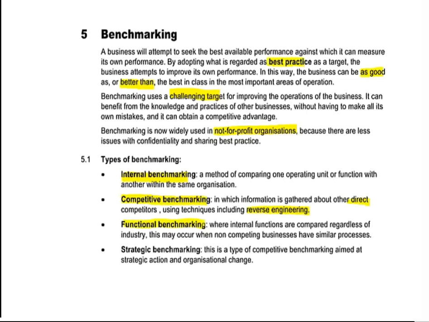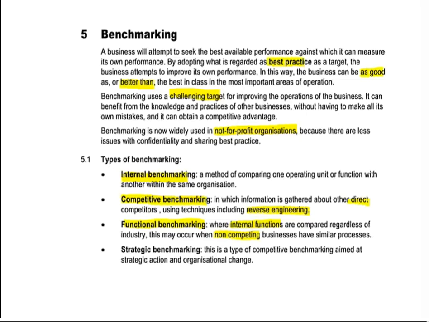Functional benchmarking is similar, but it's when internal functions are compared regardless of industry. So we might have businesses which are not in competition, so therefore happy to share information, but have similar processes. They might be happy to share information on debt collection. A credit card company might be able to share information with a company that is selling widgets because the debt collection process is the same, but they're not in direct competition with one another.